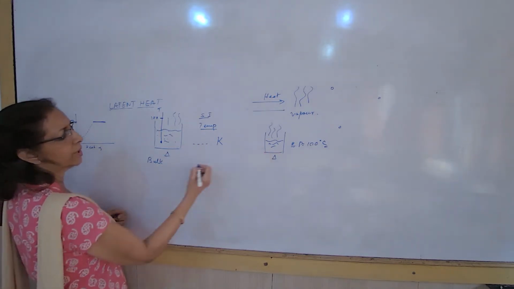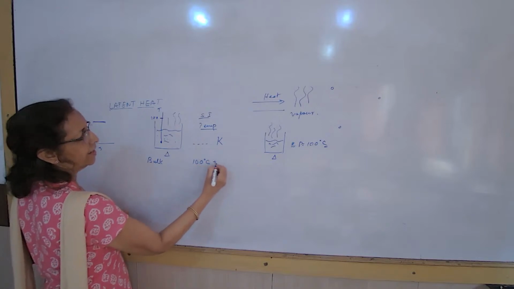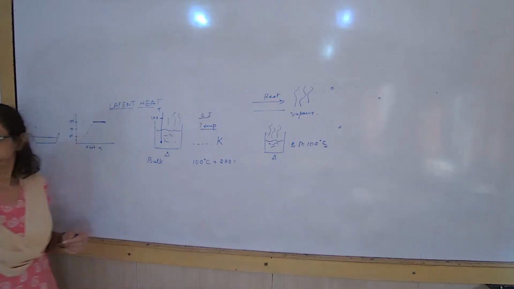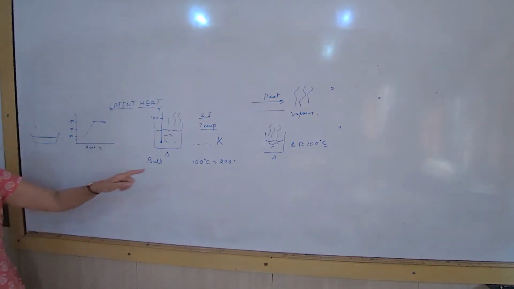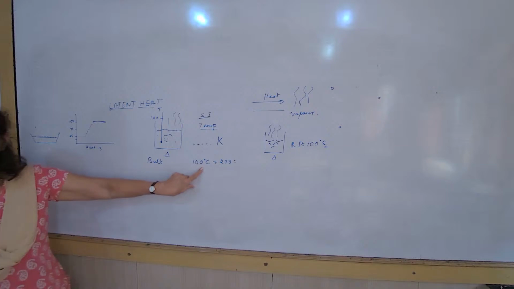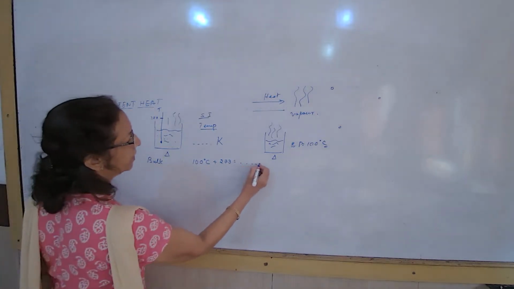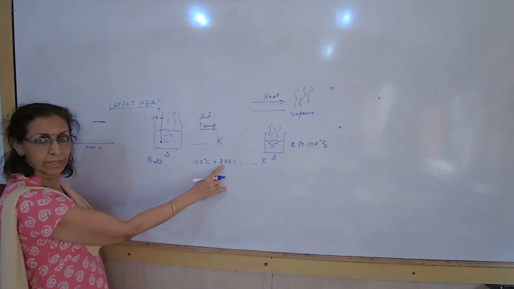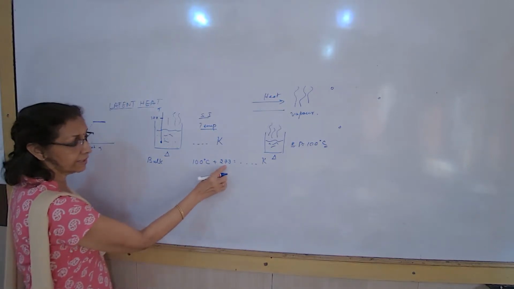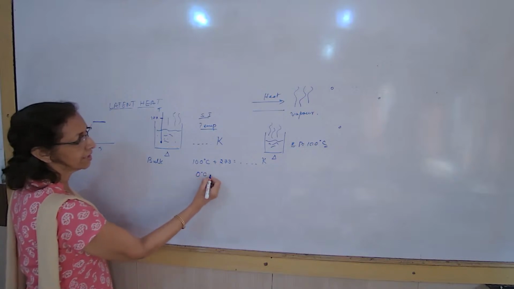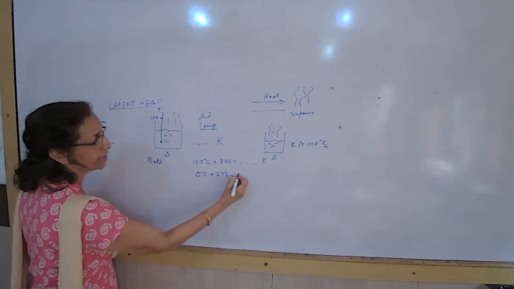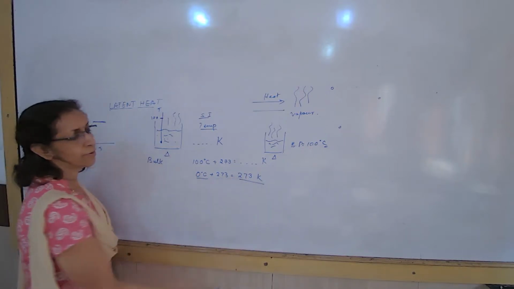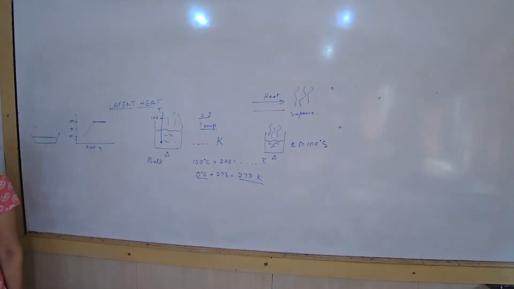For example, if I want to convert 100 degrees Celsius, 100 plus 273 gives 373 K. So whenever you want to convert degrees Celsius and write it in terms of Kelvin, we have to add 273. Can you understand that? Suppose 0 degrees Celsius plus 273 is equal to 273 K. So 0 degrees is 273 K. Did you understand?